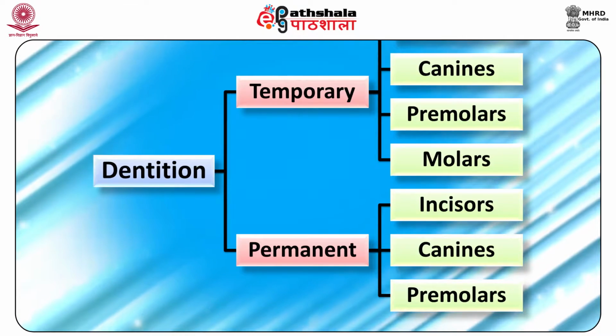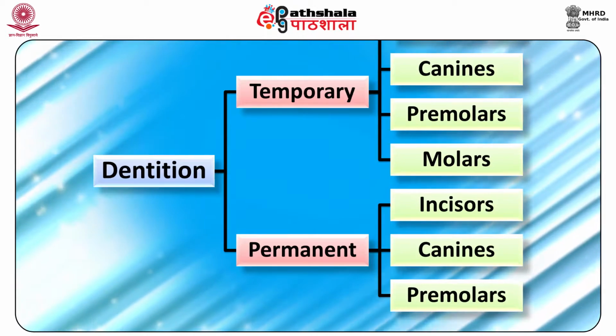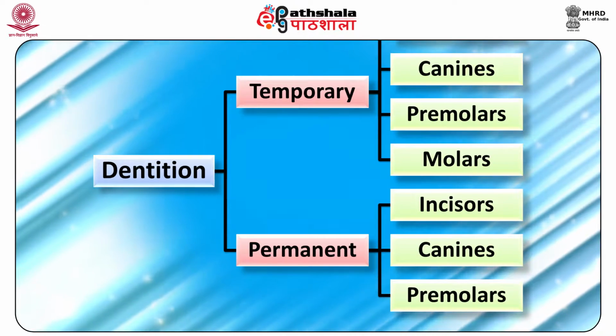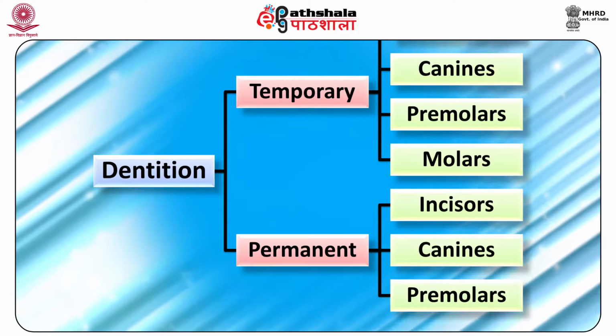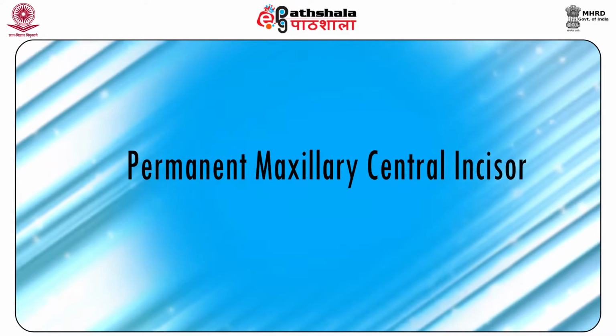This diagram shows the placement of the teeth. There are 2 types of teeth, the temporary and permanent. The permanent dentition consists of incisors, canines, premolars and molars, whereas the temporary consists of incisors, canines and molars and does not have premolars. Now, we will take them one by one.